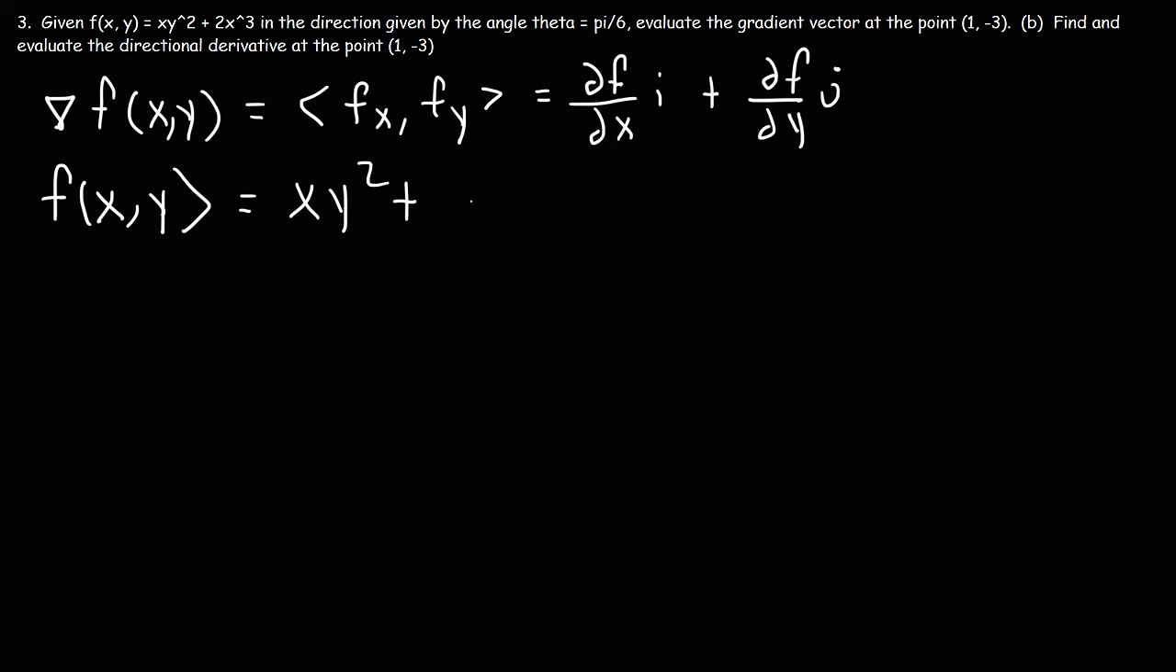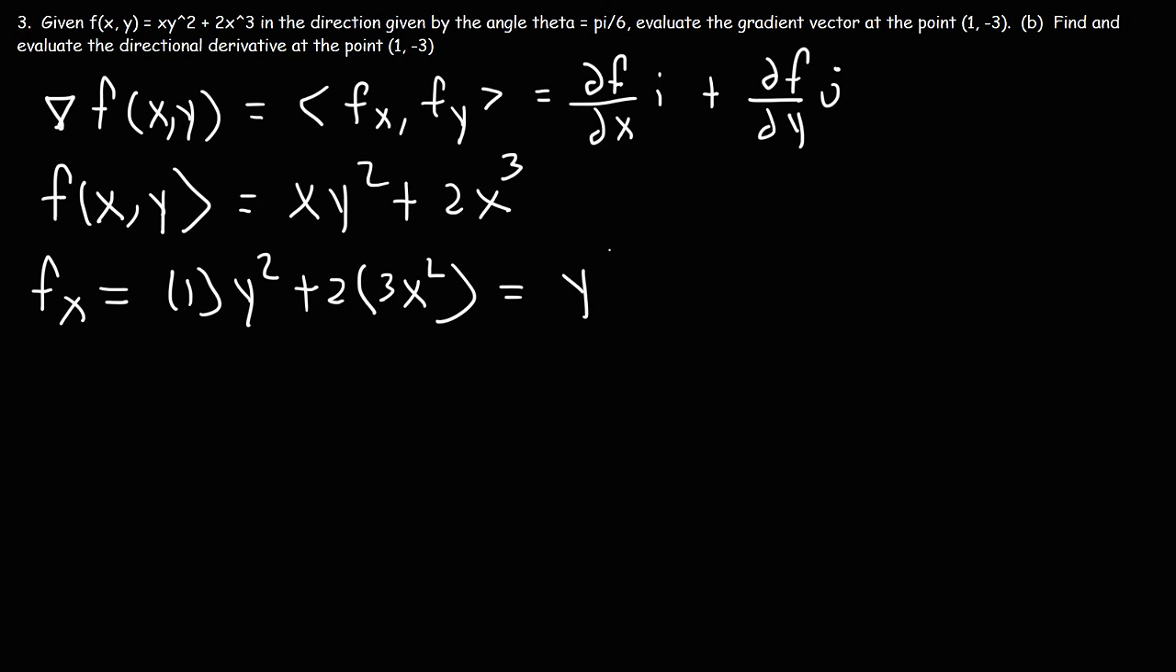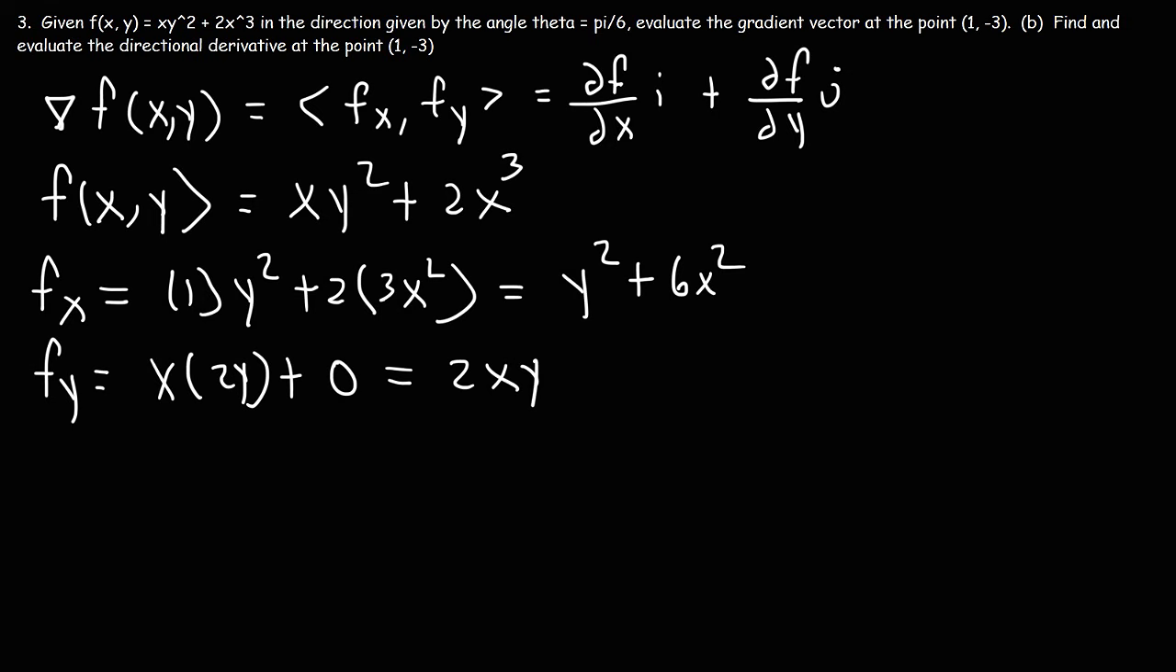So here we have the original function. Let's find the partial derivative with respect to x first. The derivative of x in xy squared is 1. And the derivative of x cubed is 3x squared. So this is y squared plus 6x squared. Now let's find the partial derivative with respect to y. It's going to be x times 2y, and the derivative of 2x cubed with respect to y is 0. So this is just 2xy.